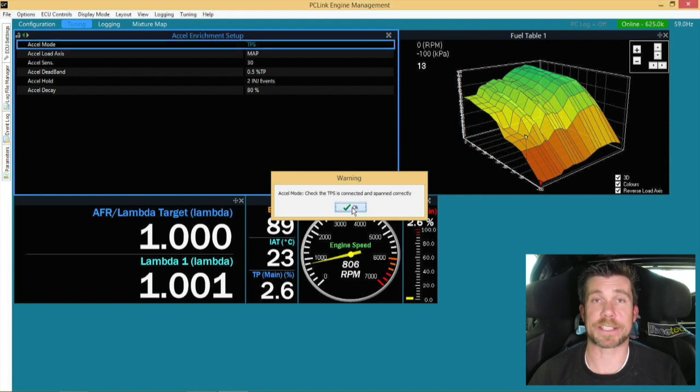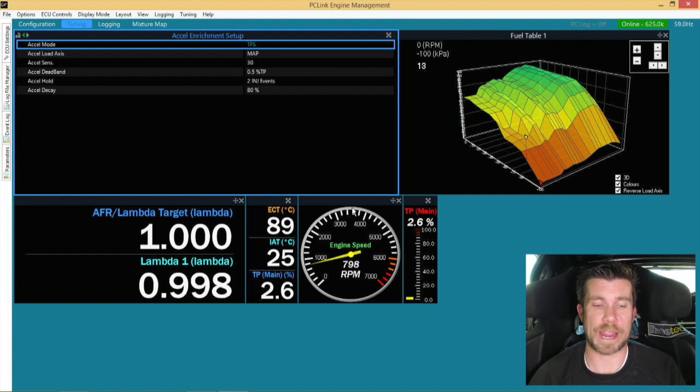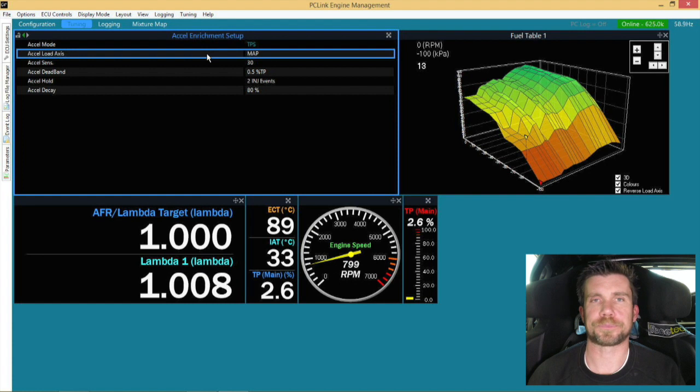And it's going to ask us to make sure that the throttle position sensor is actually installed and spanned correctly. Once we've got the acceleration enrichment mode set up, we get access to a range of other options that we can set up. So first of all, we have a load axis input.